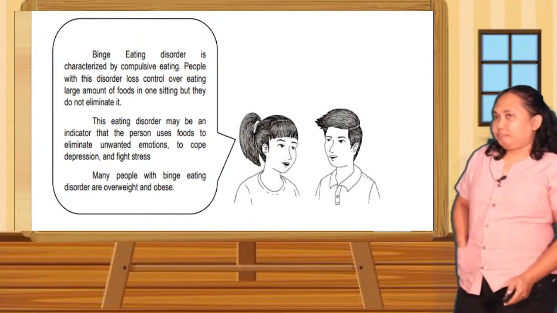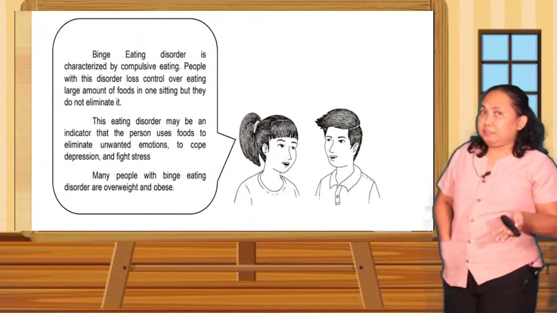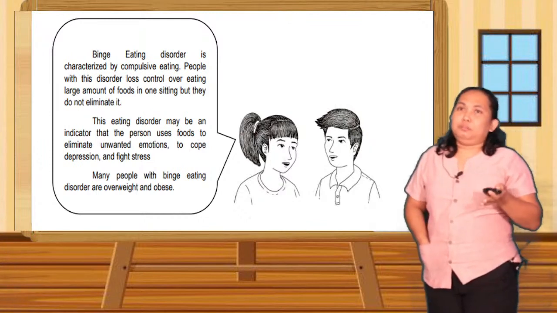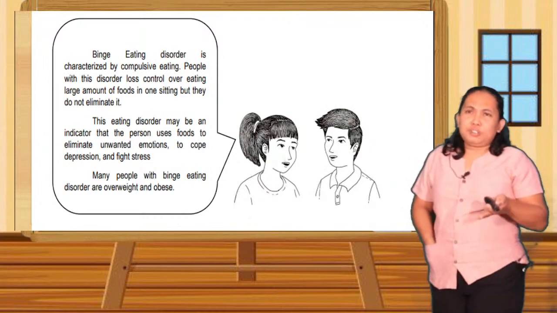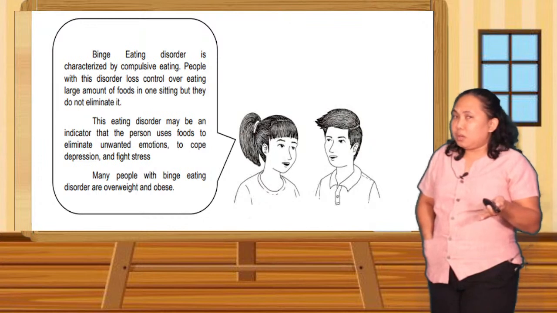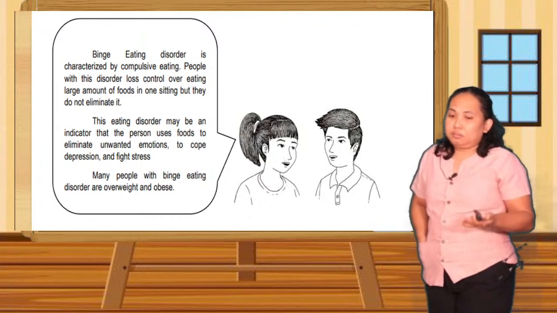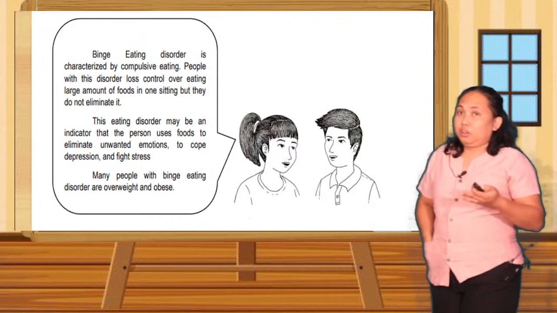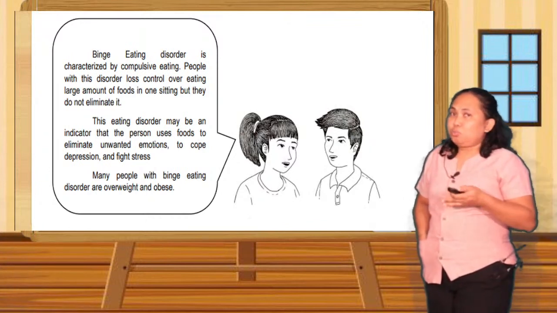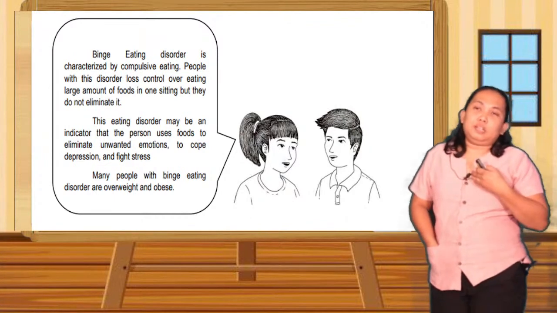Binge eating. Binge eating disorder is characterized by compulsive eating. People with this disorder lose control over eating large amounts of food in one sitting, but they do not eliminate it. They don't think about whether they will get fat or not. This eating disorder may be an indicator that the person uses food to eliminate unwanted emotion.